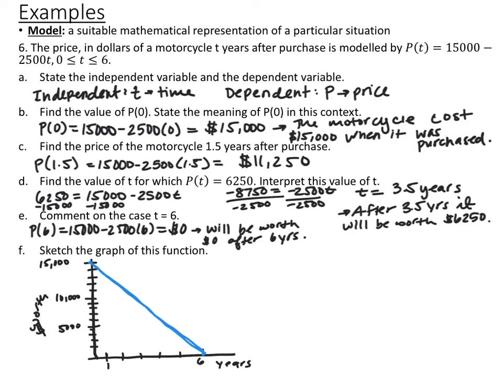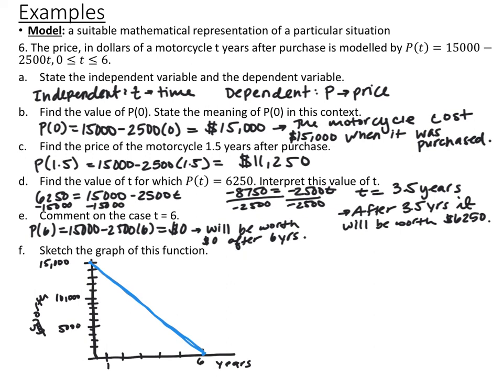So for part A, the independent variable is t, which represents time in years, and the dependent variable is P, which represents price or worth after a certain number of years. Part B, P(0), so I plugged in 0 for t. I got 15,000 minus 2,500 times 0, which is 15,000. So at time 0, it was worth $15,000. So basically, the motorcycle cost $15,000 when it was purchased. Find the value for part C of the price of the motorcycle 1.5 years after purchase. So I plugged in 1.5 for t and got $11,250.